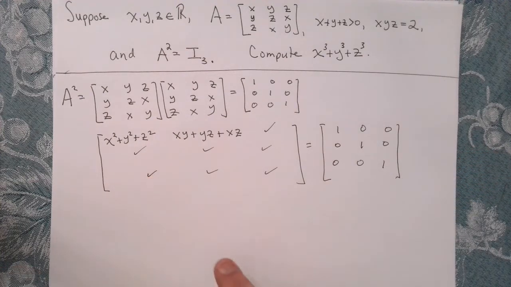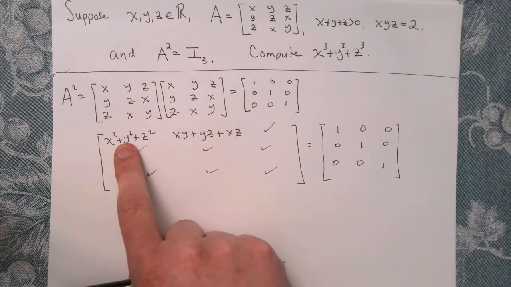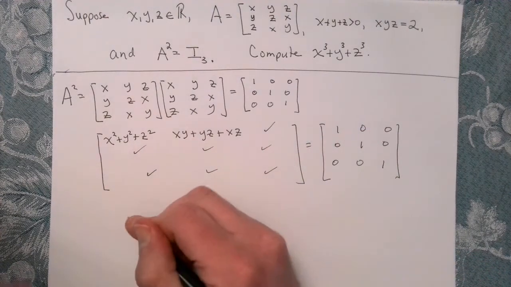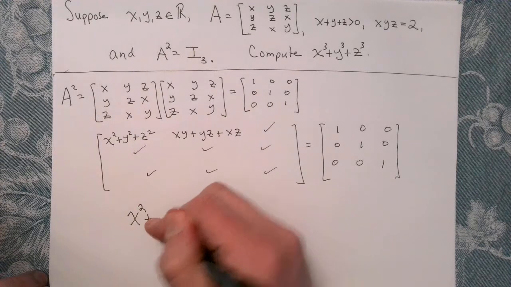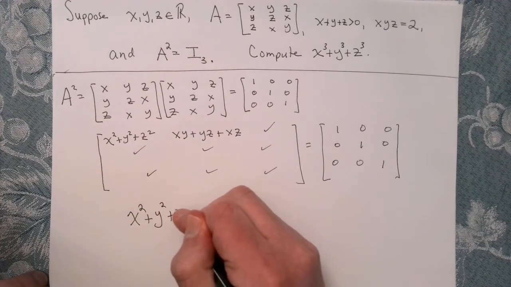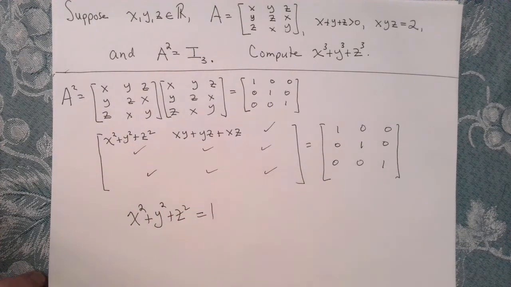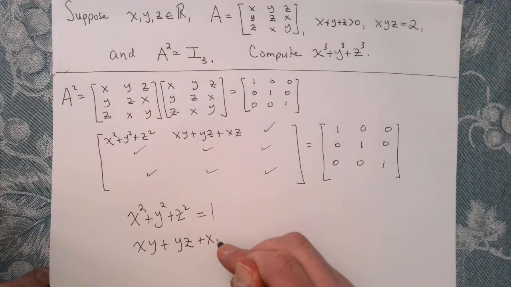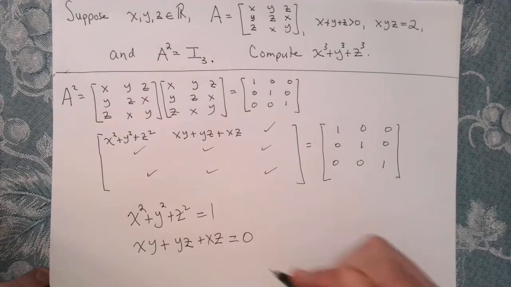Okay, so if two matrices are equal, then they're equal component-wise. So this must equal 1, and this equals 0. Let's take note of that. So x squared plus y squared plus z squared equals 1, and xy plus yz plus xz is equal to 0.